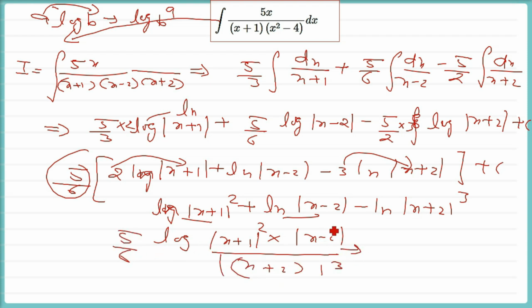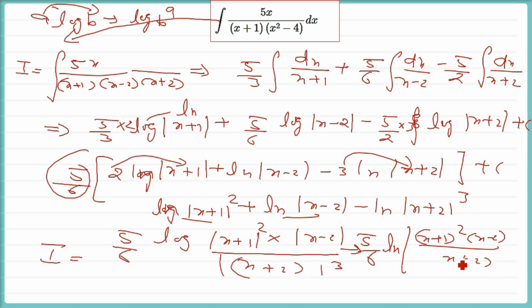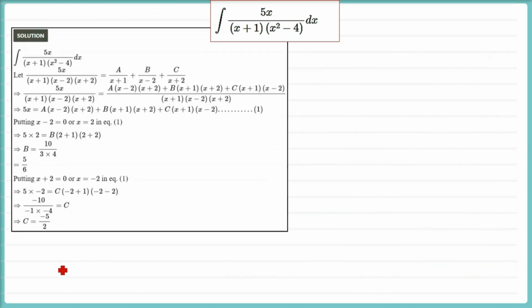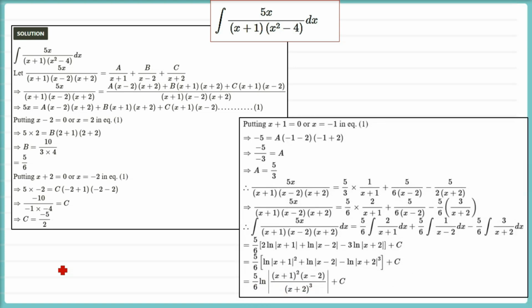Now let me write this in a formal way. The final answer will be 5 by 6. This integration becomes 5 by 6 log modulus of (x plus 1) whole square multiplied by (x minus 2) divided by (x plus 2) whole cube, modulus, plus constant of integration. This is your final answer. Now this is how you can do it. It depends on what you have placed below A, B, C. So the A, B, C will come differently, but the answer will come the same.